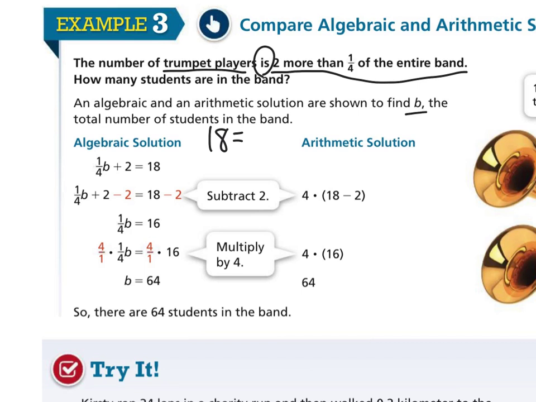So if B is the total number of students in the band, 1/4 of the band would be 1/4 B, and then 2 more than that would be plus 2. Again, technically 2 plus 1/4 B works here also, but just to be in a good habit of doing this in the right order. In other words, if they said 2 less than 1/4, we would need to do 1/4 B minus 2. So if we do the same for the more than and the less than problems, we'll be more consistent on how we set those up.